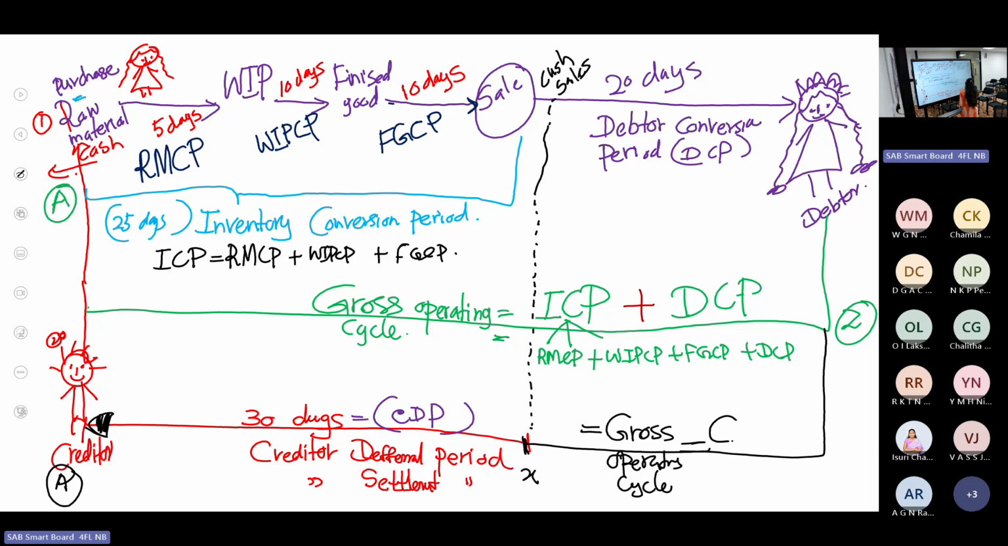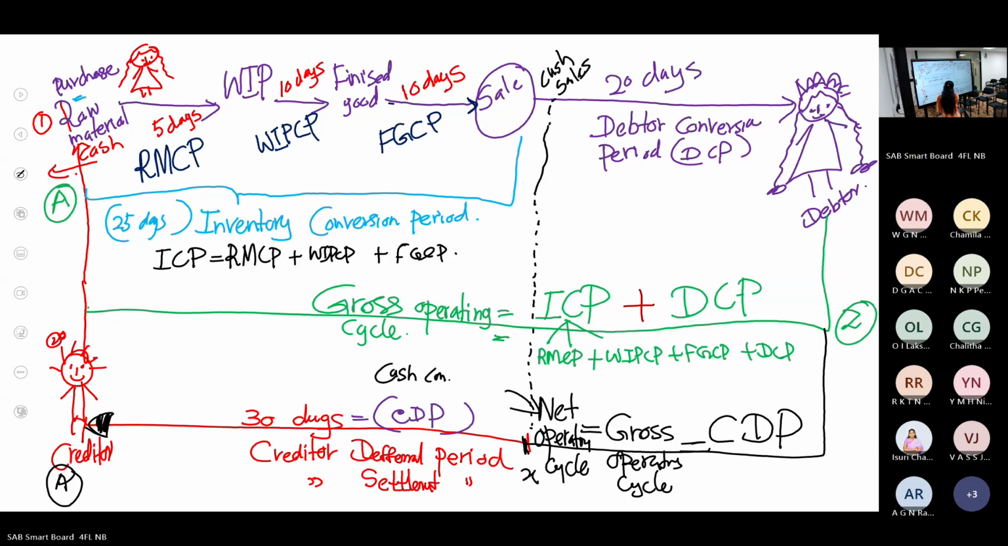Creditor deferral period. We can identify this one as the net operating cycle. Net operating cycle, NOC. Right? NOC. Or we have another name for that one, which is called the cash conversion cycle.